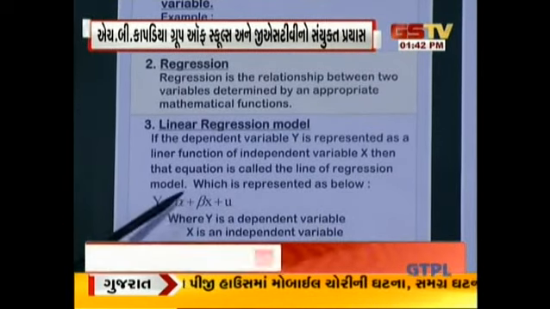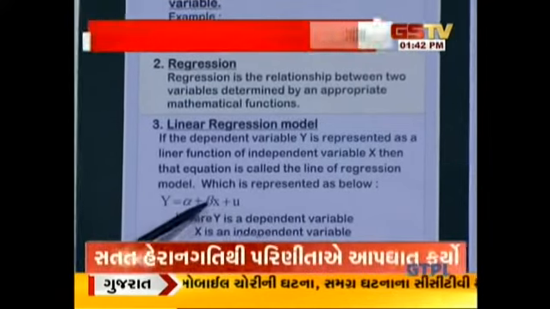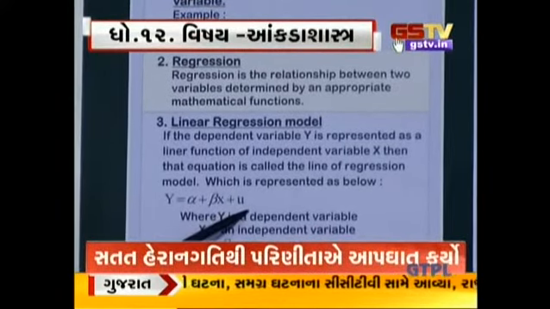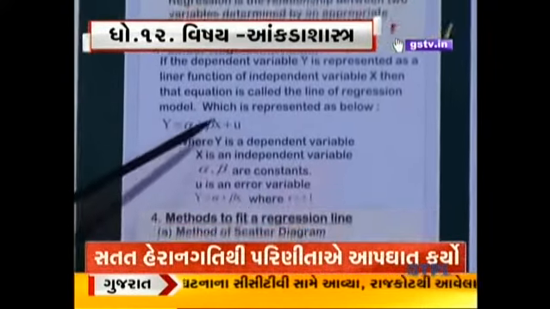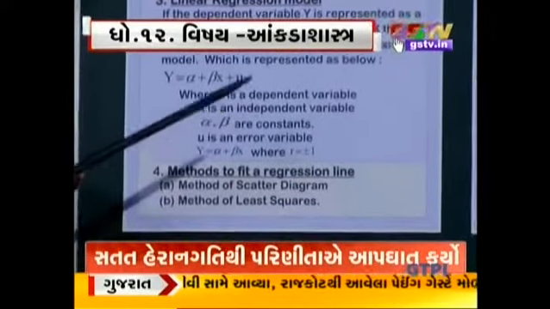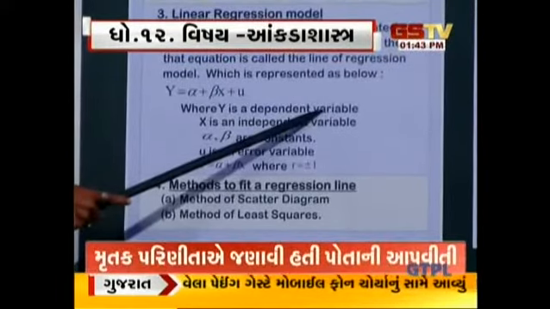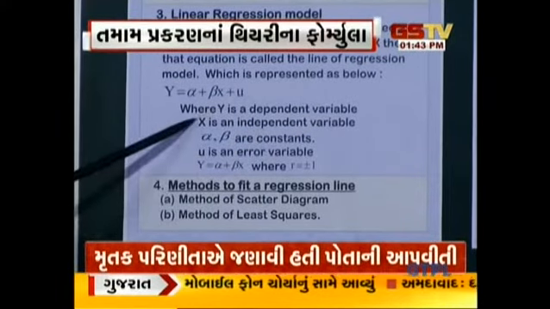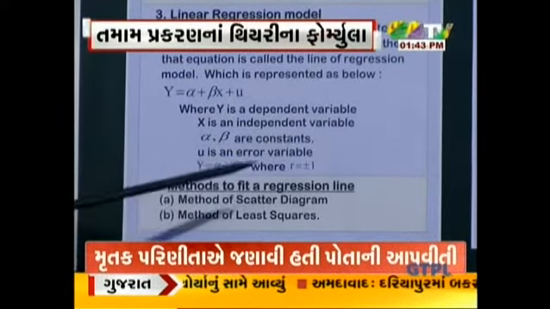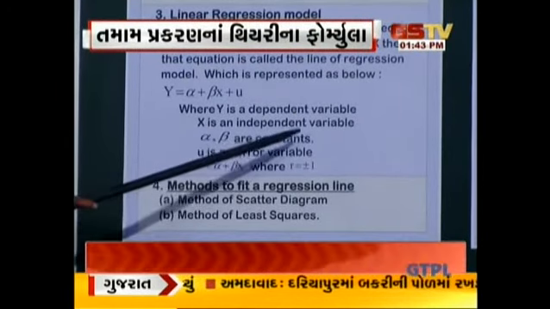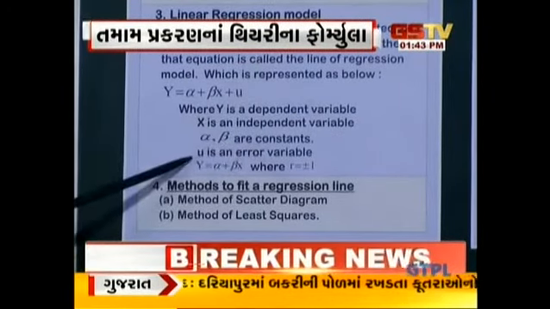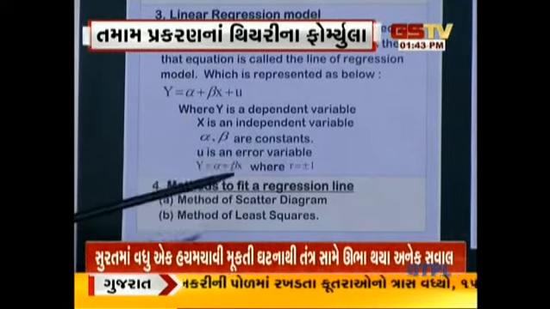Y is equal to alpha plus beta x plus u. This is called a linear regression model. Here the value of y is a dependent variable, x is an independent variable, alpha and beta are constant values, and u is the value of the error variable.